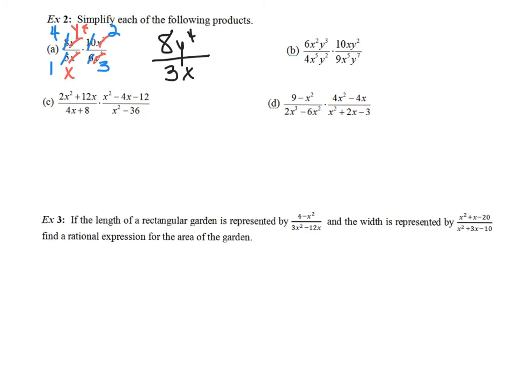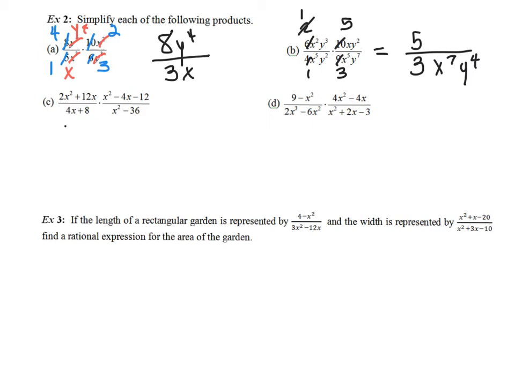Take a few minutes and try example B and come back and check your answer with mine. My solution is 5 over 3x to the 7th, y to the 4th. Let's go on to part C, where we're going to factor these polynomials.